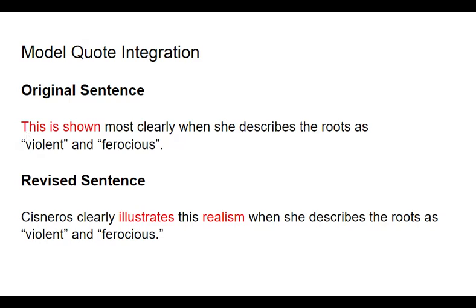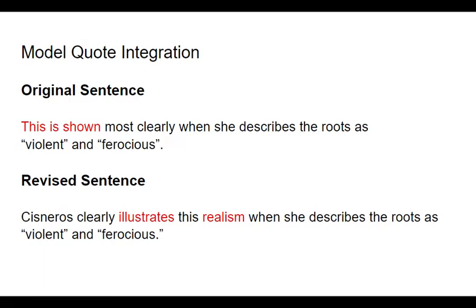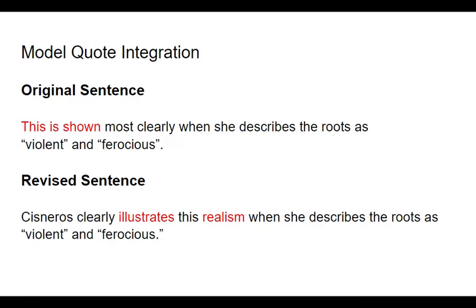I am as guilty of this as any of you, so I'm not saying I'm perfect. But when you say "this," it's not specific enough. So where I got the realism from was I went back to the previous sentence in that paragraph, which obviously you don't have. But "Cisneros clearly illustrates this realism when she describes the roots as 'violent and ferocious.'" Notice your period goes inside the quotation marks when you're dealing with quotes in literary analysis. Okay? Again, you don't have to use an entire sentence.